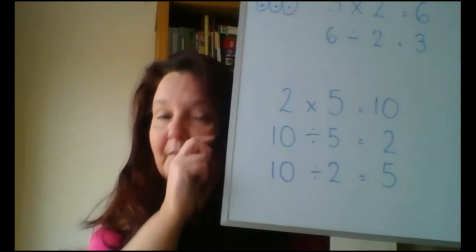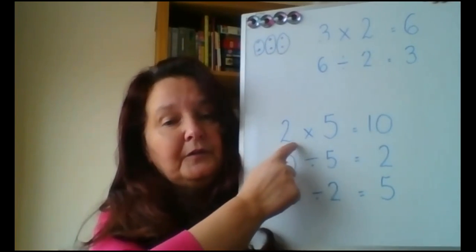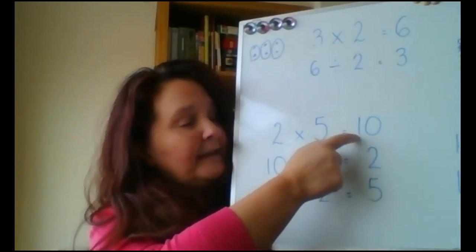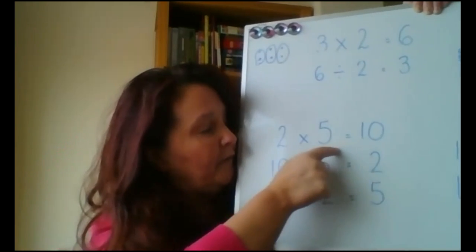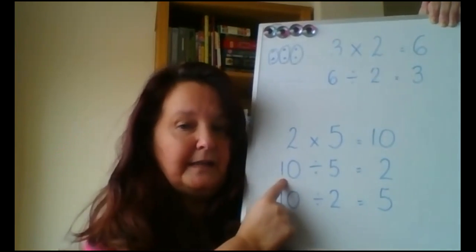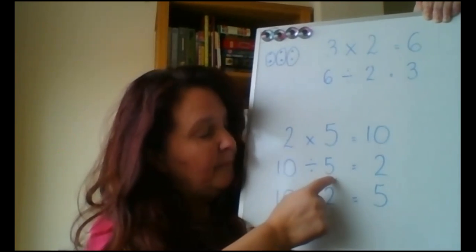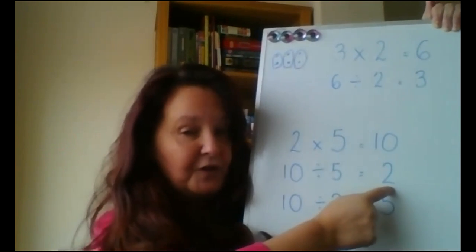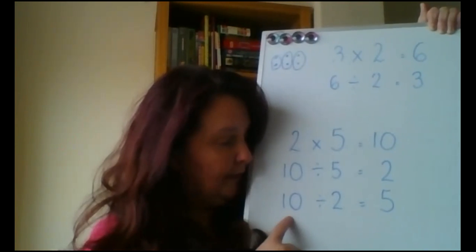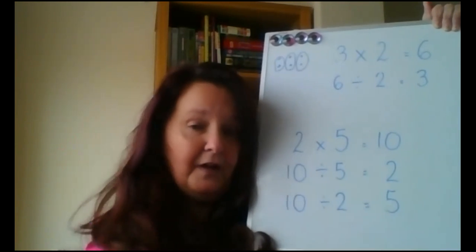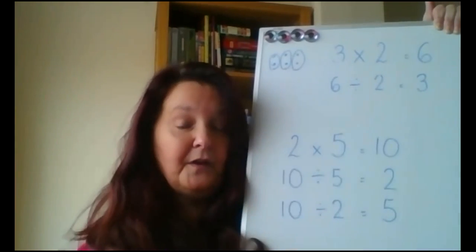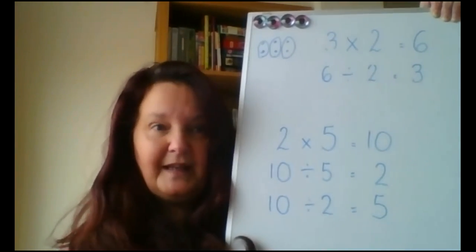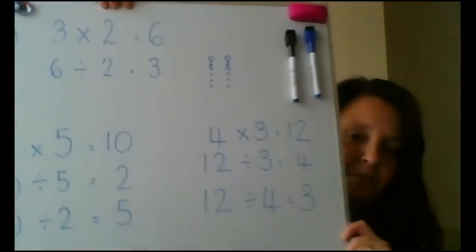There's another one. 2 times 5 is 10. 2 groups of 5 is 10. So I can swap it over. Division. 10 shared by 5 equals 2, or 10 shared by 2 equals 5. So finding the inverse is literally swapping the numbers over. Quite easy.